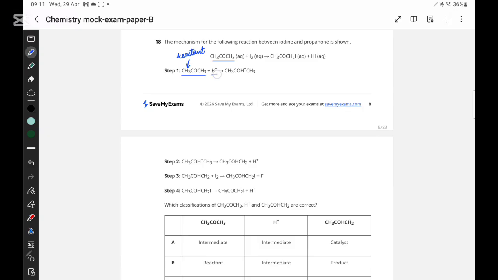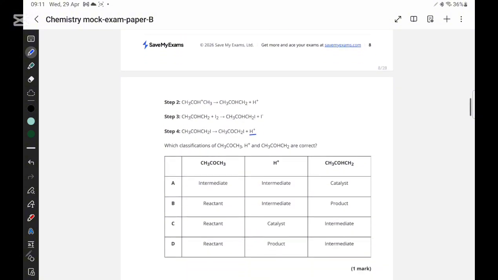And this hydrogen ion that you are adding here, that is also regenerated at the end. So this is going to be the definition of the catalyst, because a catalyst is not consumed in the reaction, it is eventually regenerated. Okay, so H positive is going to be the catalyst, that is shown by the equation, that reactant is CH3COCH3, that is shown by these options, and catalyst has only been shown by option C.